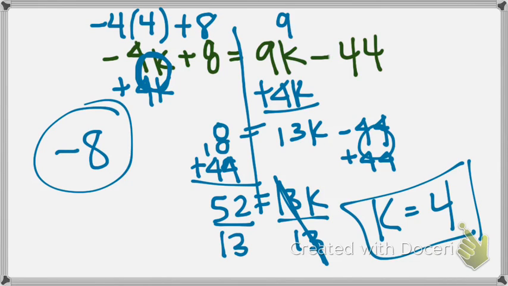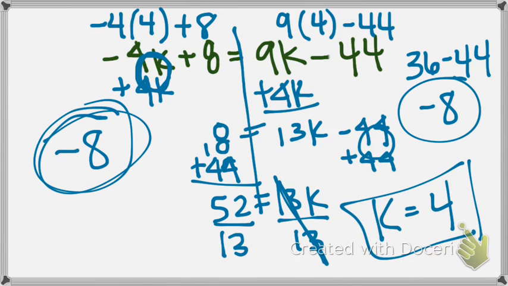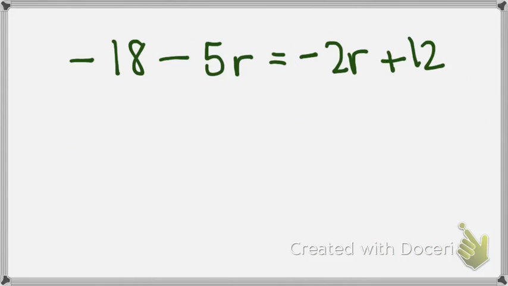Then over here, I'd have to plug it in again. So 9 times 4 minus 44. Well, 9 times 4 is 36. 36 minus 44. Let's see. Yep, that is negative 8. So we're getting the same number on both sides. That means we got the correct answer. K is 4.